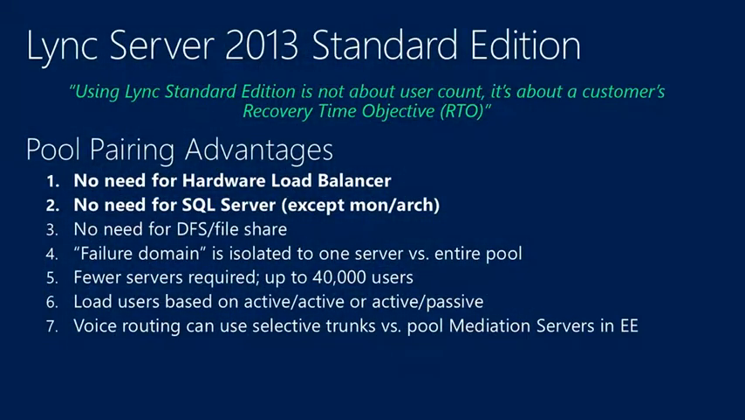Same concept for Standard Edition, right? We're at 2. We have 2 servers, or 4 if we count the 2 edge servers, 1 at each location. There's some pluses: no hardware load balancer, no backend SQL, no DFS file share. Failure domain is simple. It's a single server. I know exactly who's impacted when there's a server outage, and they'll have to go through the pool failover experience for it. We have fewer servers required, right? And because of some of the improvements we talked about in the voice session, we even have the voice enhancements around selective trunks and mediation servers.